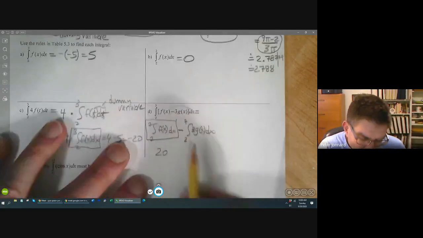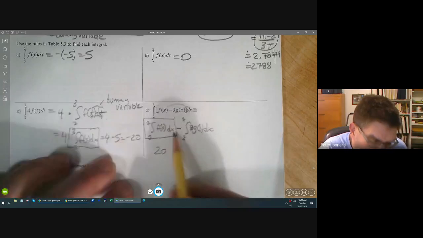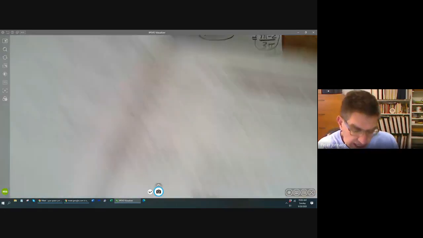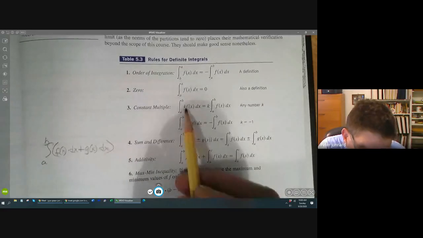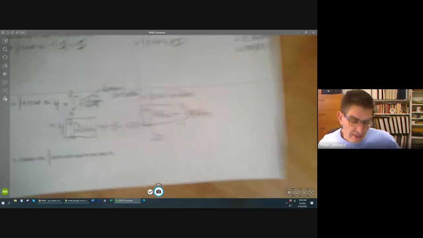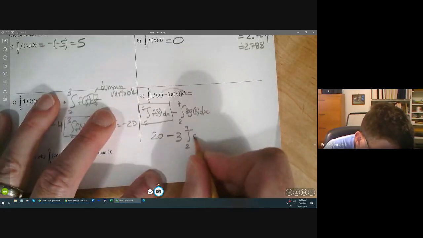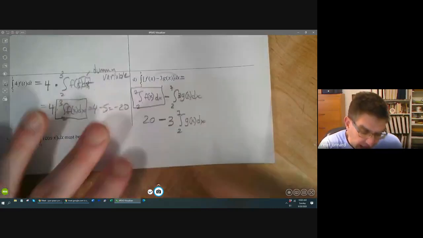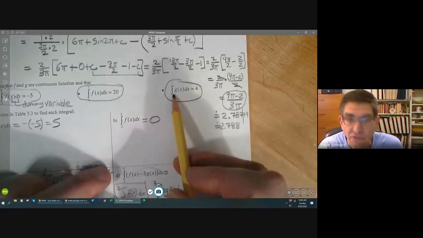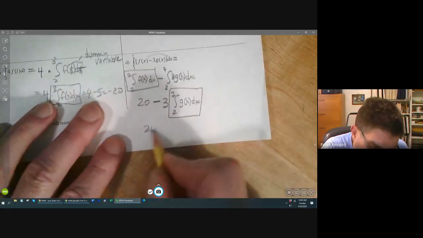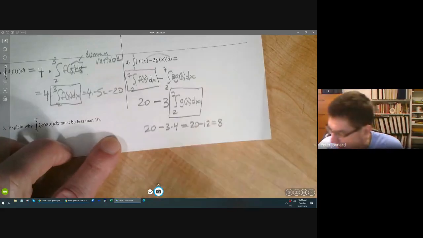And then this one, I have an issue here. I have this pesky 3 in front, which is a constant. So I have to use the constant multiple rule, which says take that constant k and put it out in front. So this would be minus 3 times the integral from 2 to 7 of g of x dx. They have told us already that the integral from 2 to 7 of g of x dx is 4. So we have 20 minus 3 times 4, which is 20 minus 12, or 8.